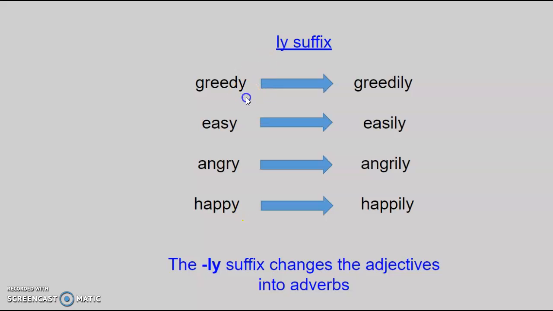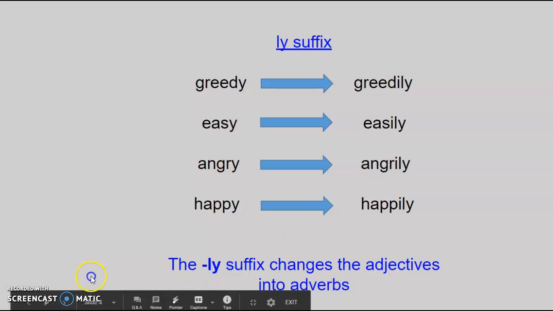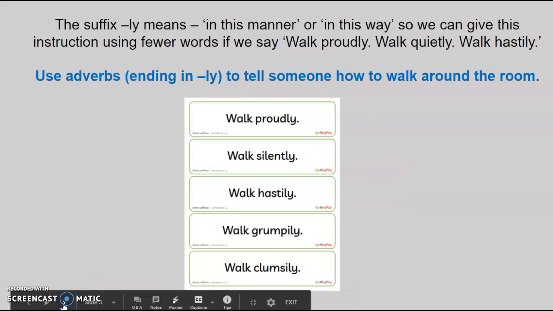So we are going to change the Y into an I and then add the ly suffix. So can you see greedy becomes greedily, easy becomes easily, angry becomes angrily, and happy becomes happily. All the Y's at the end of these adjectives have been changed to an I and then the ly suffix has been added to them. So that's the only thing you need to remember about words that end in Y.